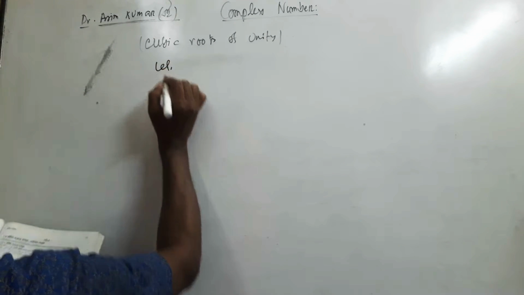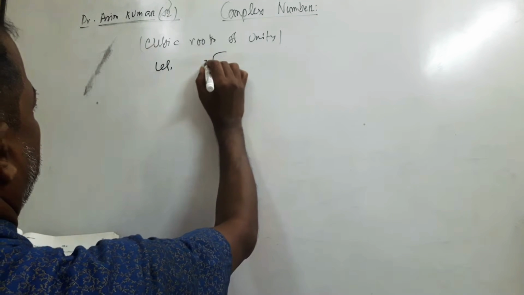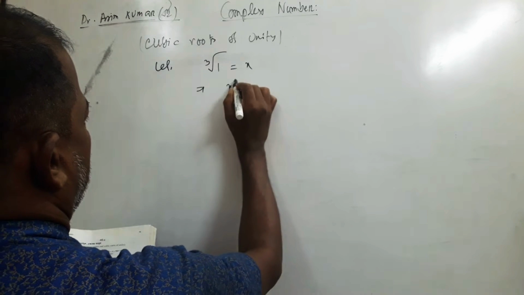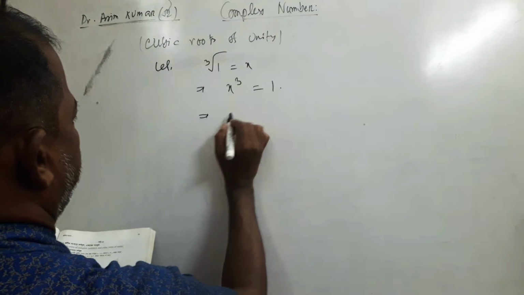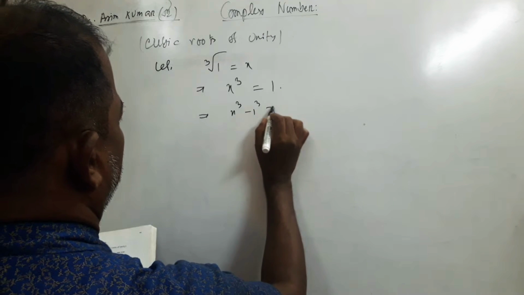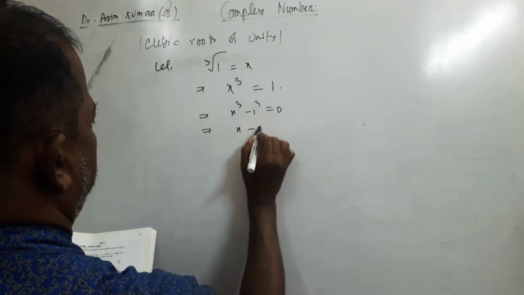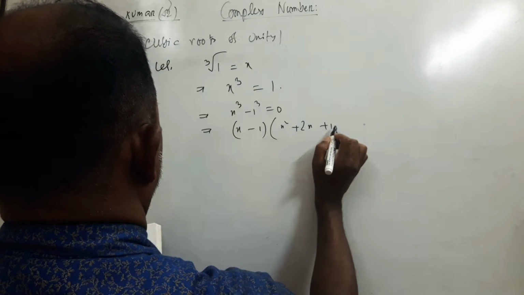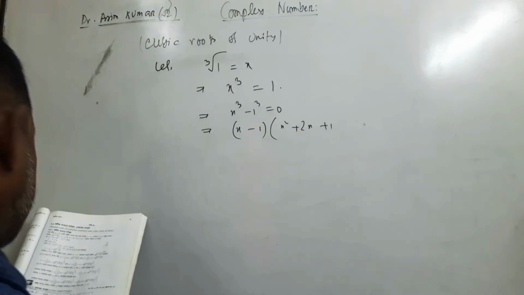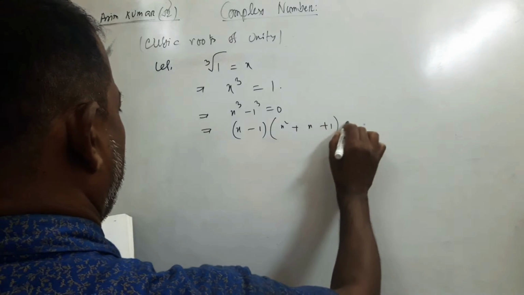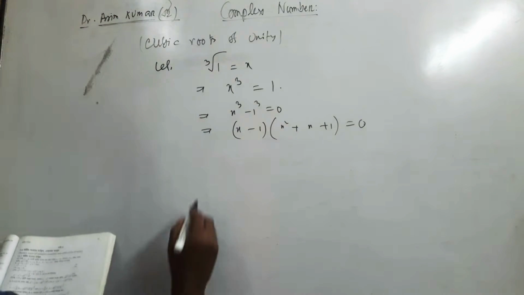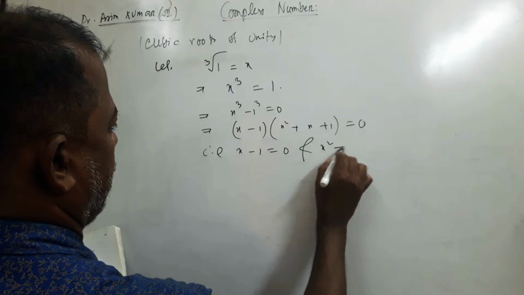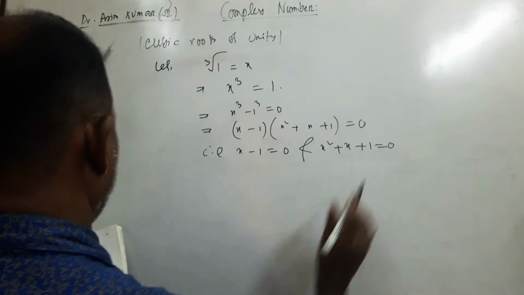So let the cube root of 1 equal x. That implies x cubed equals 1, that implies x cubed minus 1 cubed equals 0, that implies (x minus 1)(x squared plus x plus 1) equals 0. So x minus 1 equals 0 and x squared plus x plus 1 equals 0.